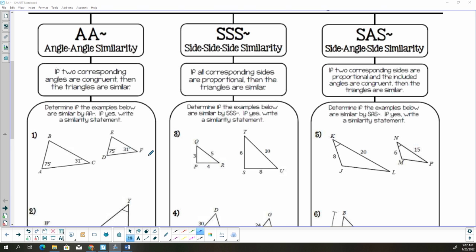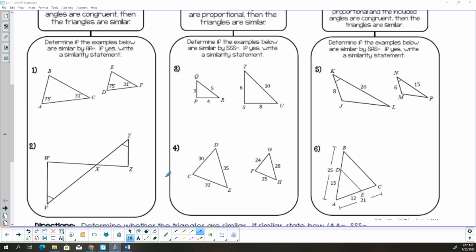Take a look at the first example here for AA. Determine if the examples below are similar by AA. If yes, write the statement. What I see here is 2 triangles, and they each have an angle of 75. And they have an angle of 31. And then if you were to solve for the third angle, you get 106. 180 minus 106 would be 74. Can somebody check and make sure that's correct?